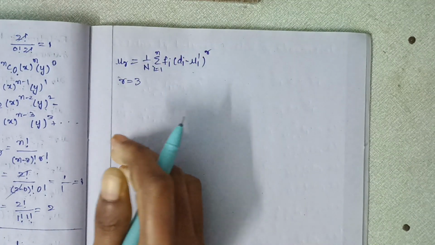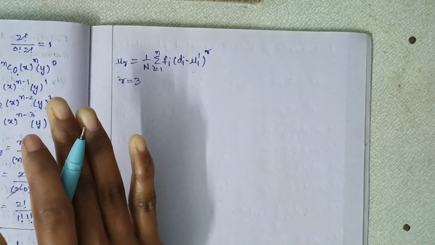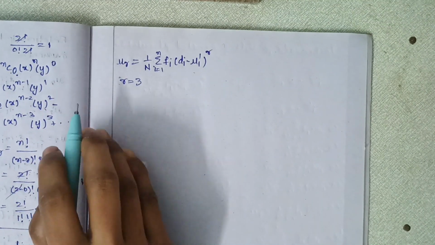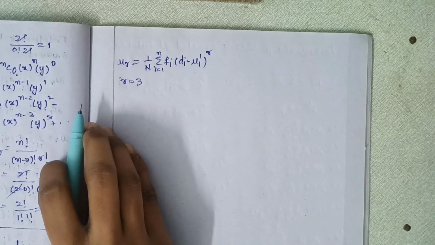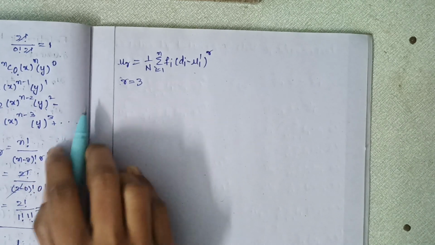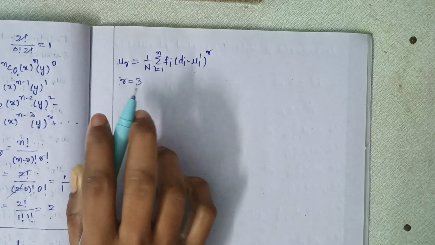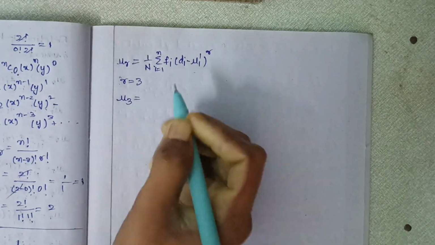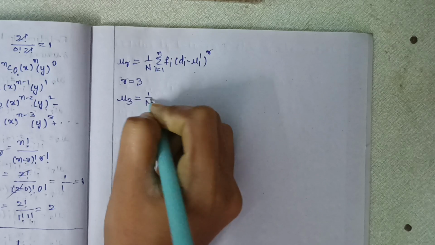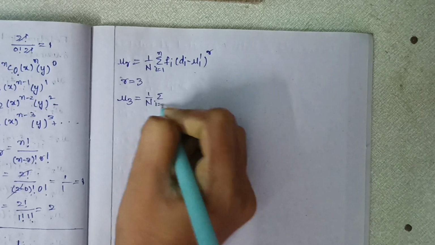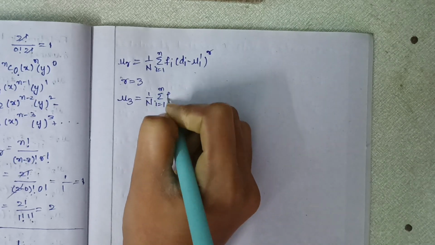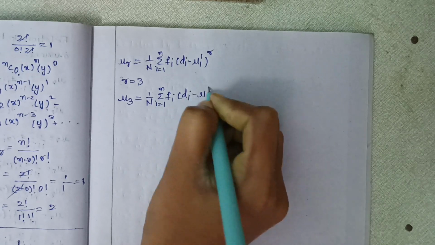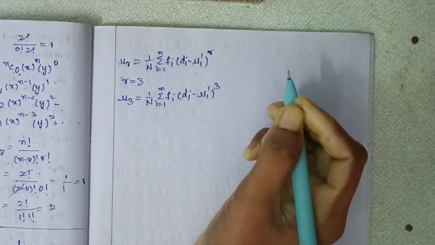In yesterday's video, we have seen what the central moments are when r equals 0, r equals 1 and r equals 2. So today assume r equals 3. Therefore, mu r becomes mu 3 equals 1 by n summation i equals 1 to n fi into di minus mu 1 dash whole to the power of 3.